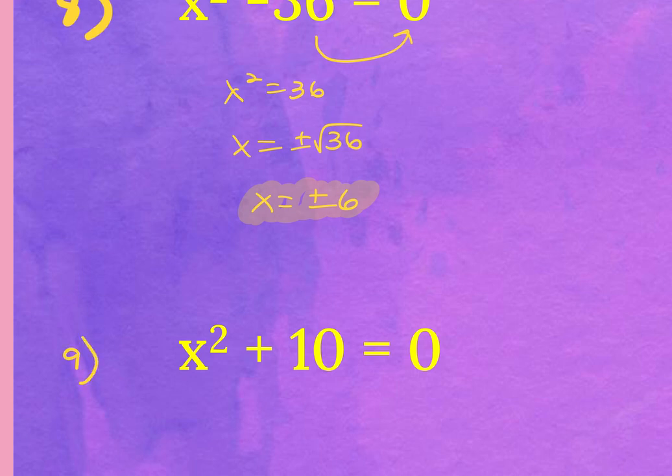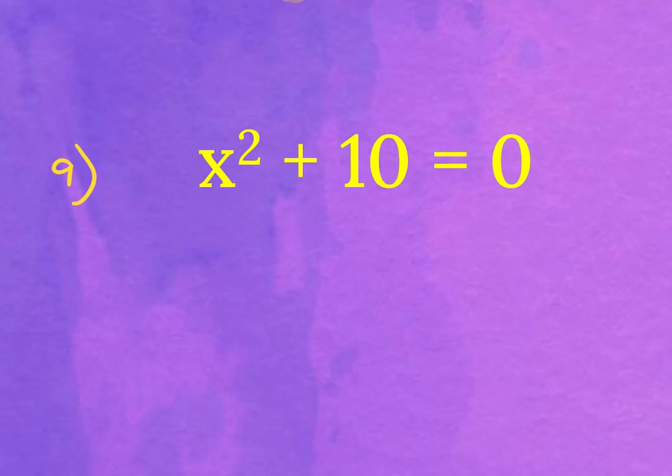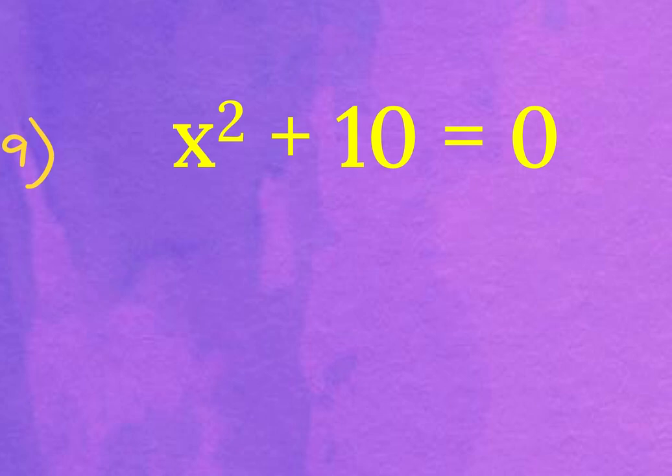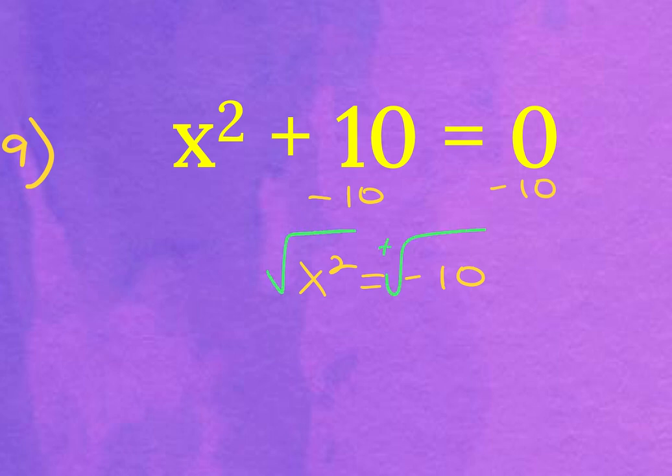So I can't factor x squared plus 10. If I isolate, meaning I'm going to move the negative 10 to the other side, and then square root, I'd get plus and minus the square root of negative 10. Can you square root a negative number? No. It's actually no real solution. There are imaginary solutions, but there are no real solutions to that one.